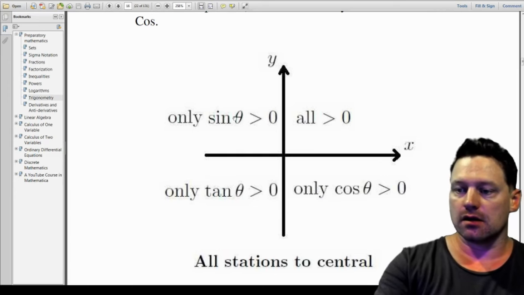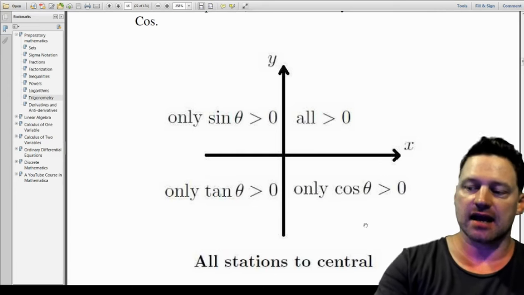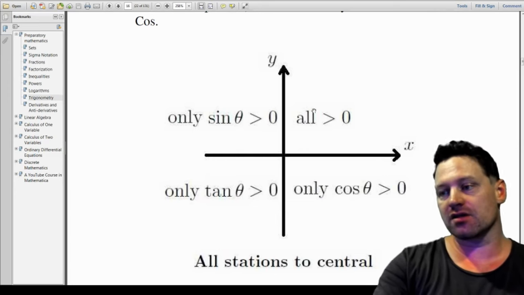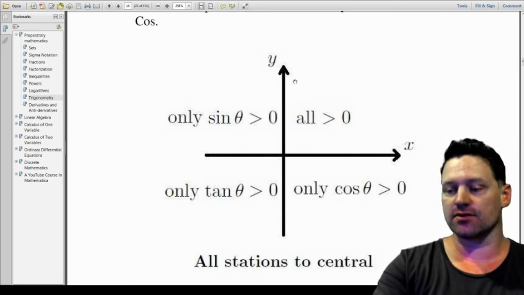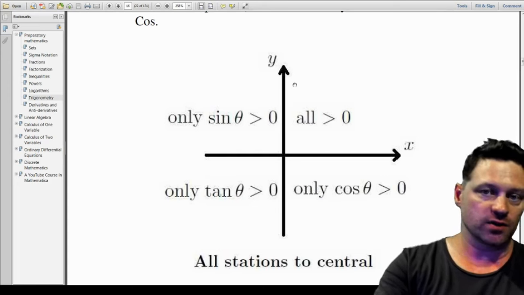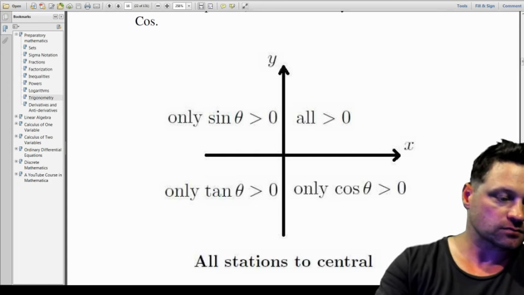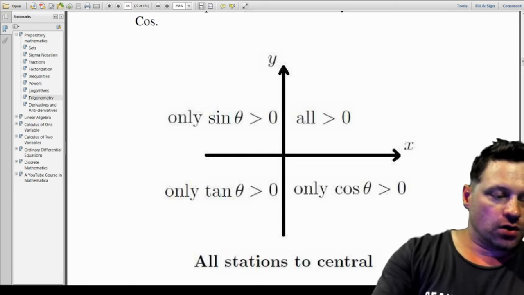All sine, tan, cos, all right? And if you need an aid to memory, you can think of this as all stations to central to help you with that acronym. All sine, tan, and cos.